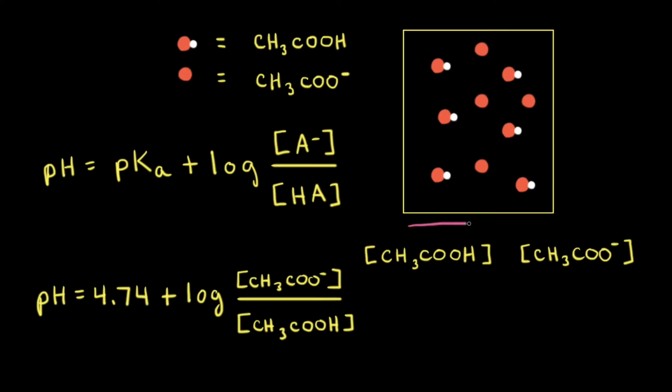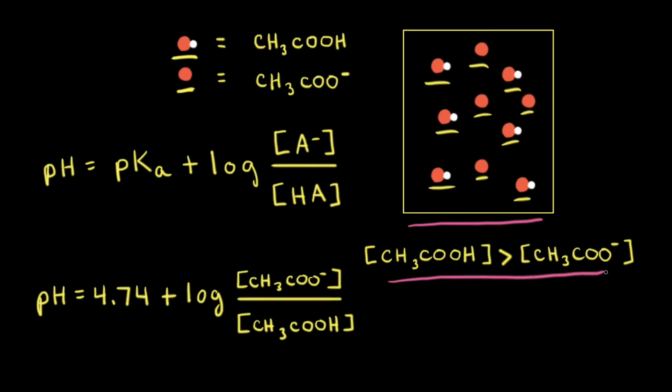Let's look at another particulate diagram. We still have an acetic acid acetate buffer solution. However, this is a different buffer solution than the previous problem. So let's count our particles. For acetic acid, there are 6 particles, and for the acetate anion, there are only 4. Since we have more acetic acid particles than acetate particles, the concentration of acetic acid is greater than the concentration of the acetate anion.